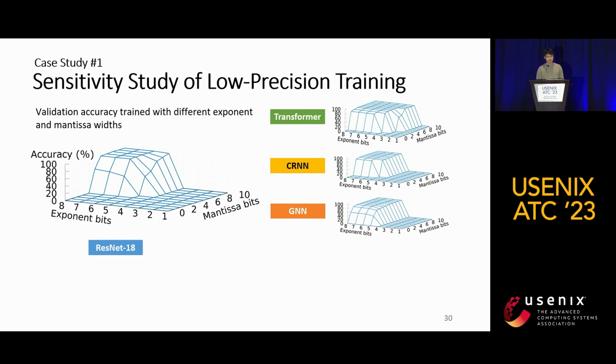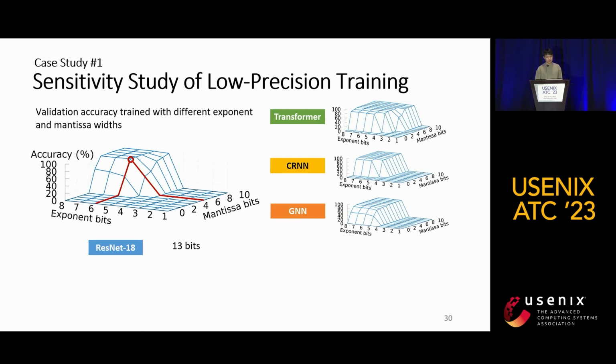We conducted a sensitivity study of low precision training. From the result, we could see for ResNet 18, using 6 bits for exponent and 6 bits for mantissa, in total 13 bits, is enough for it to train to FP32 accuracy.